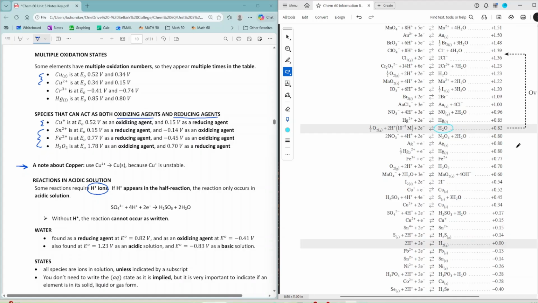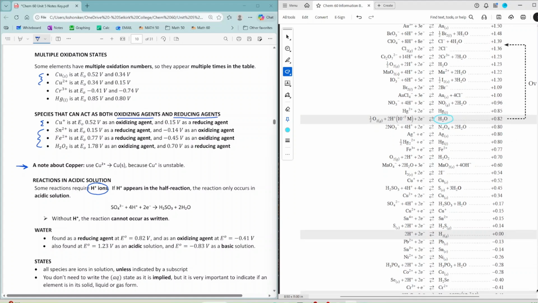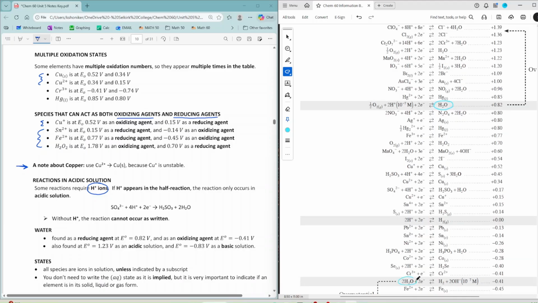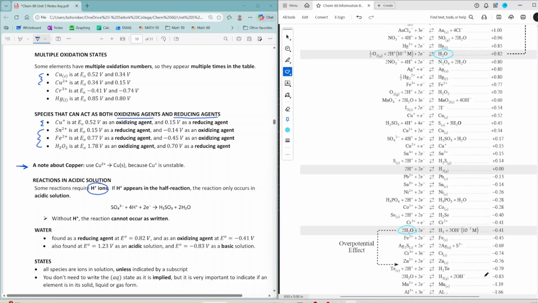So we've got this water at positive 0.82, and then at negative 0.41, we have this water again. And so it's a reducing agent, it's an oxidizing agent. You'll also find it at 1.23, where it's being oxidized to form an acidic solution. And then at negative 0.83, way down here, you've again got water, this time being reduced, and this is in a basic solution. Just to make you aware of it.